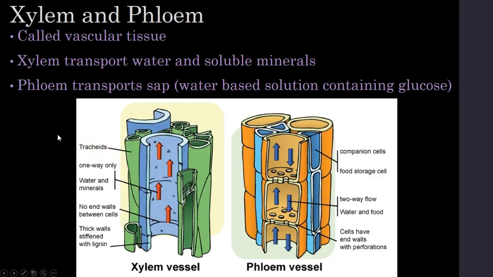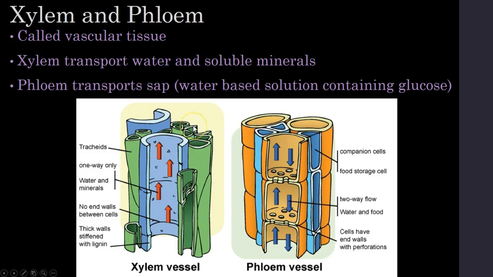So we have two structures that are part of a plant that are like the vascular tissue in all plant systems, and those are called the xylem and the phloem. So the xylem is the structure that transports water and other soluble minerals like potassium and phosphorus, for example. And then we've got the phloem, which transports sap. Now, this sap is usually a water-based solution that contains glucose.